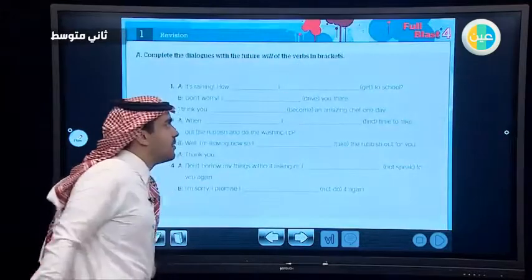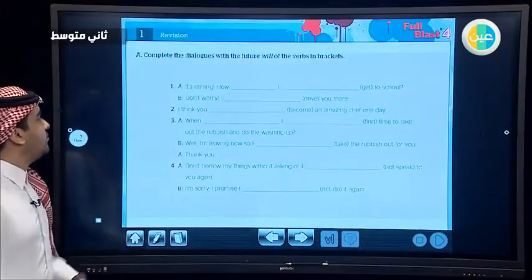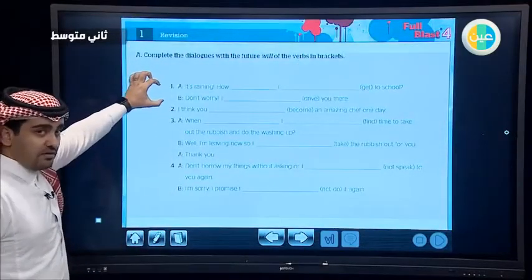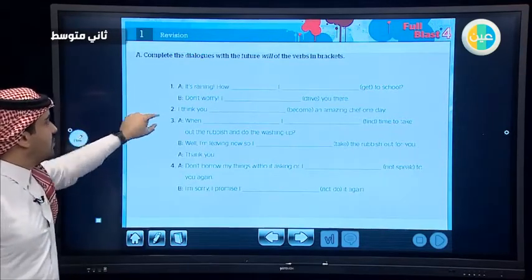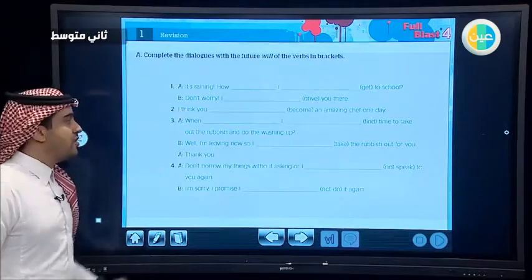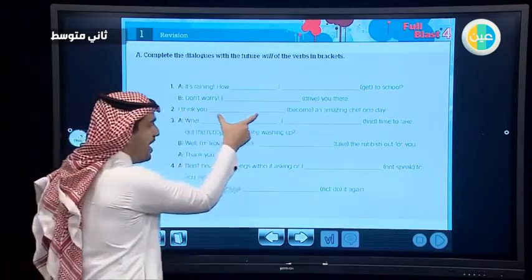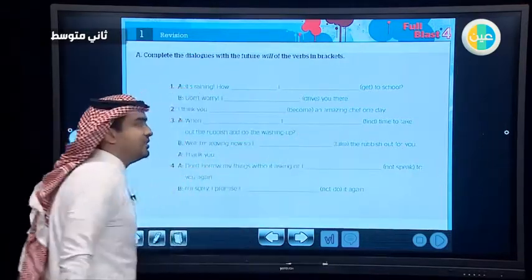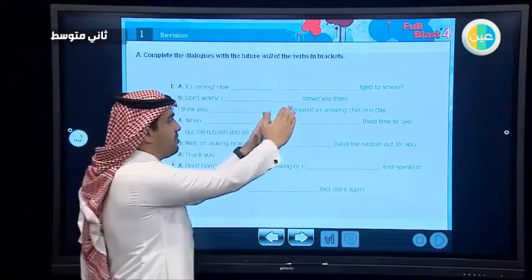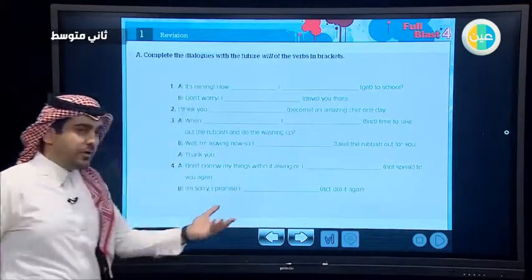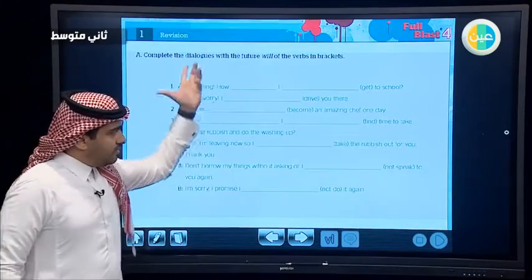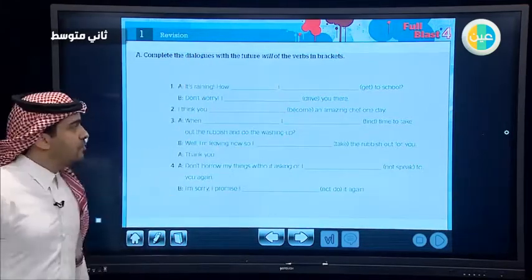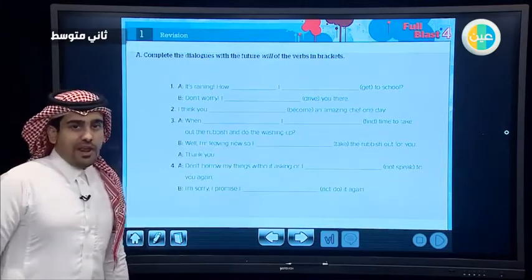Let's go back to exercise A. Let's skip one for now, we'll do this later. Let's start with the affirmative sentences. Start with me on number 2: I think you blank an amazing chef one day. We have the verb become, which means to become. I think you will become an amazing chef one day.